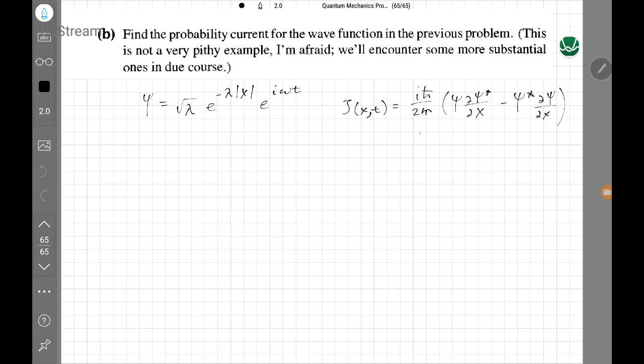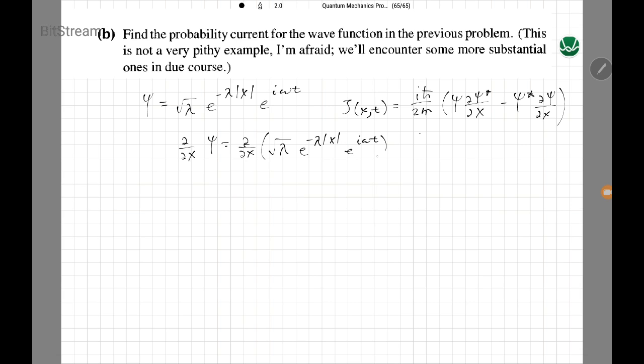Okay, so then we just plug that in. The first thing we probably want to do is take this derivative with respect to x of psi. So that's del x, and then we have e to the negative lambda x, e to the i omega t. That's just going to be the square root of lambda e to the i omega t, and the derivative of the inside is negative lambda, and the derivative of the outside is just the same.